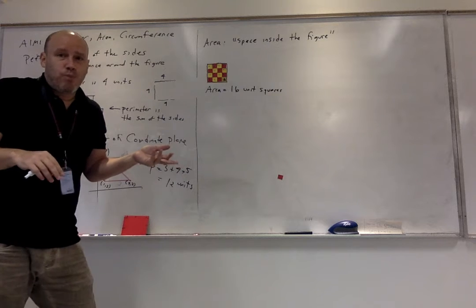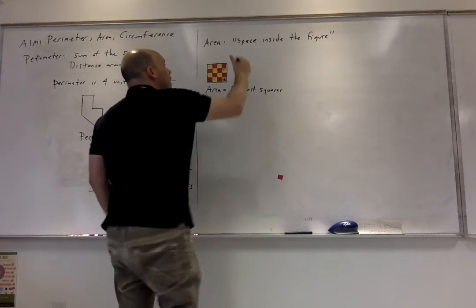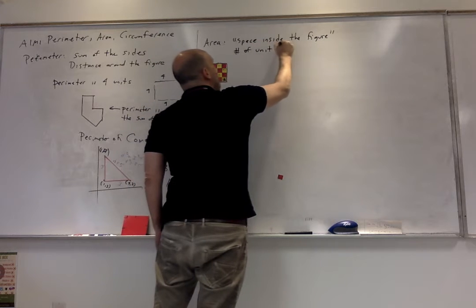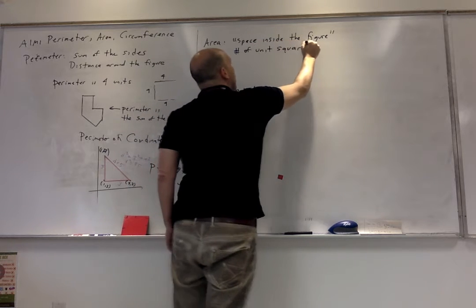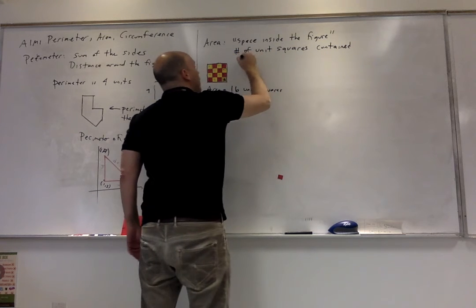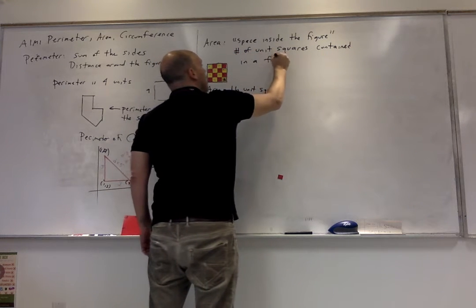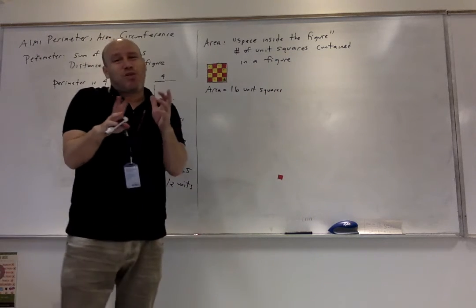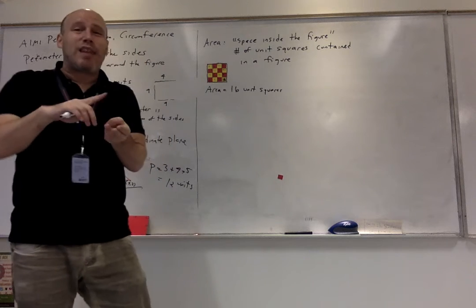So that's our working definition for anything. Area really is the number of unit squares contained in a figure. That's basically area. And then you came up with some really interesting formulas, base times height or length times width.